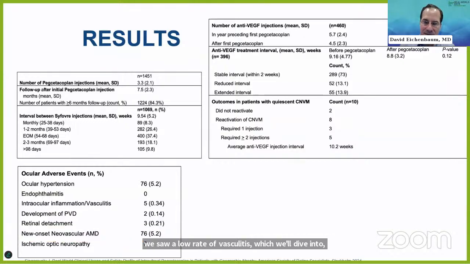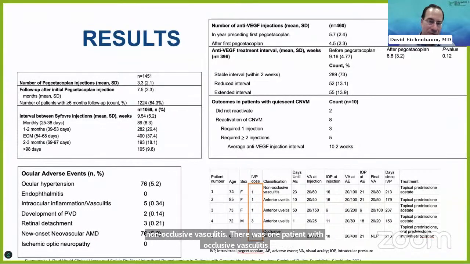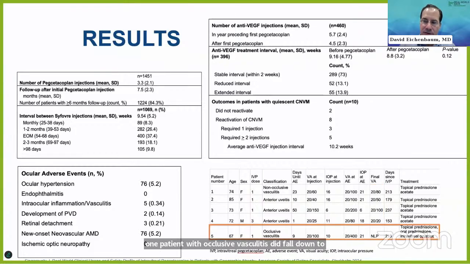When we dive into the patients who developed vasculitis, most of them had non-occlusive vasculitis. There was one patient with occlusive vasculitis. This was mostly after the first pegcetacoplan dose, similar to what we'd expect based on all that we know about the adverse event of inflammation. And we saw most of these patients recovering vision. The one patient with occlusive vasculitis did fall down to no light perception, which is also what we could expect from a severe case of intraocular inflammation. And that, of course, is the case that we fear.